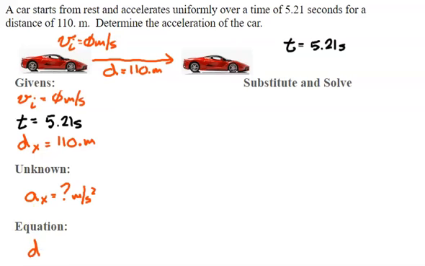displacement equals velocity initial times time plus 0.5 times the acceleration in the x times time squared.